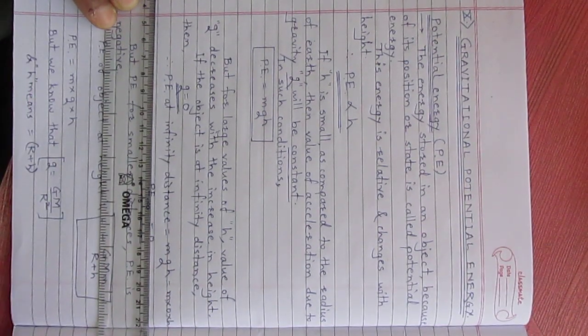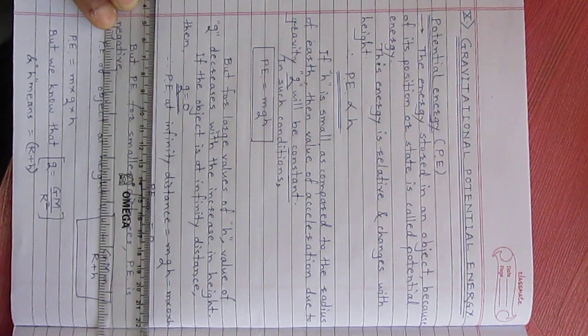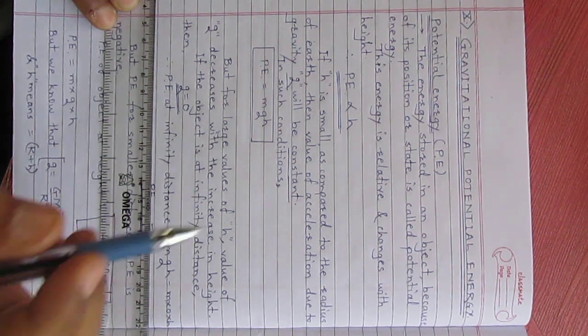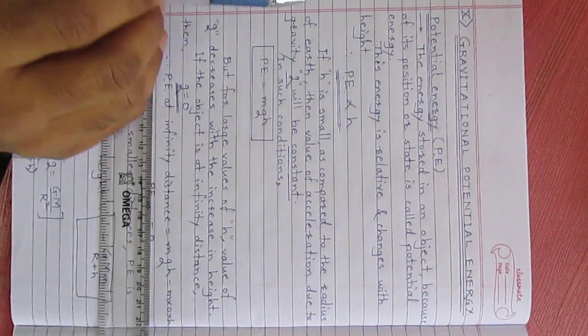Science and Technology Part 1, Chapter number 1, Gravitation. In this chapter, the next part is gravitational potential energy.